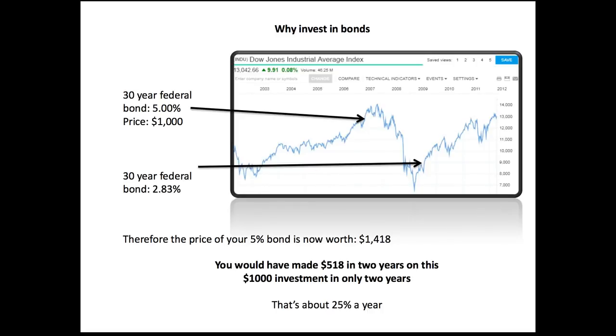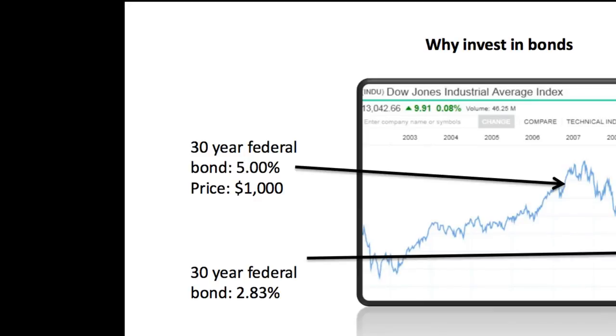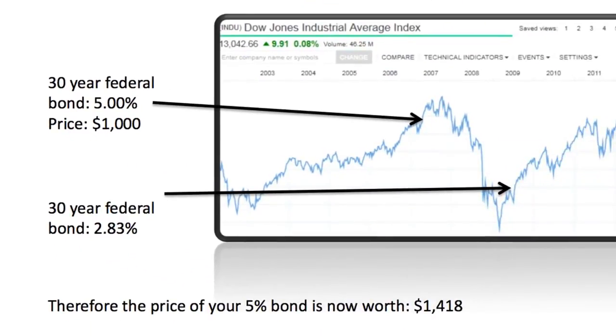So let's have some fun here. Let's assume that we bought a 30-year federal bond back in 2007 because we saw it was at 5%. And the price was $1,000 per bond. So let's just buy one bond for $1,000 back then. Then we hold on to that bond, and now in 2009, the interest rates dropped down to 2.83%. Remember, we bought the 5% bond, so we're holding that 5% bond.